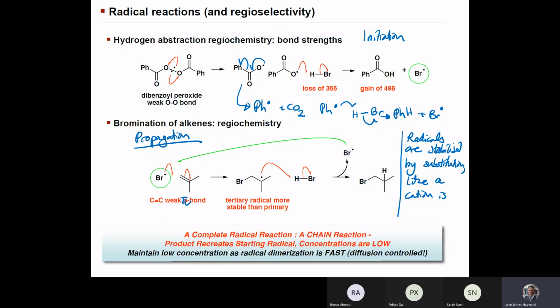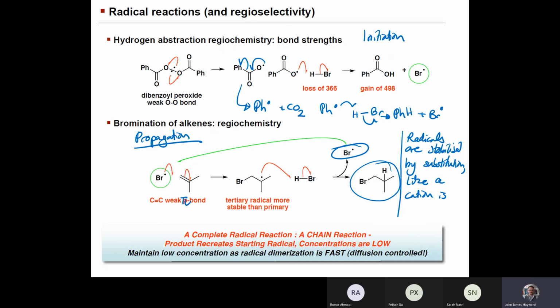So we take our Br dot, it adds to the double bond to generate a tertiary radical. That tertiary radical can now take an H off of HBr to regenerate our Br dot. The Br dot then goes back to the start and we get our product out. Okay, so that is our propagation step because the Br dot keeps on reappearing, reacting, reappearing, reacting, reappearing. Okay, the termination step in a radical reaction is frankly any two radicals coming together to generate a neutral species from the radical.